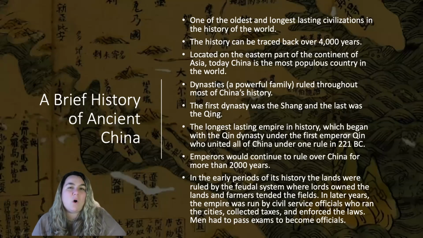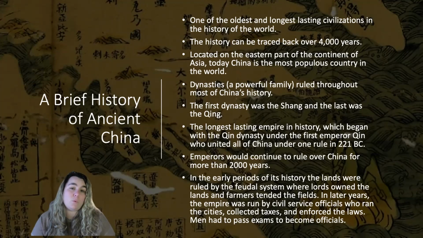It is one of the oldest and longest lasting civilizations in the history of the world. The history can be traced back 4,000 years. It's located on the eastern part of Asia, and today China is considered to be the most populous country in the world, meaning it's the largest country by population.